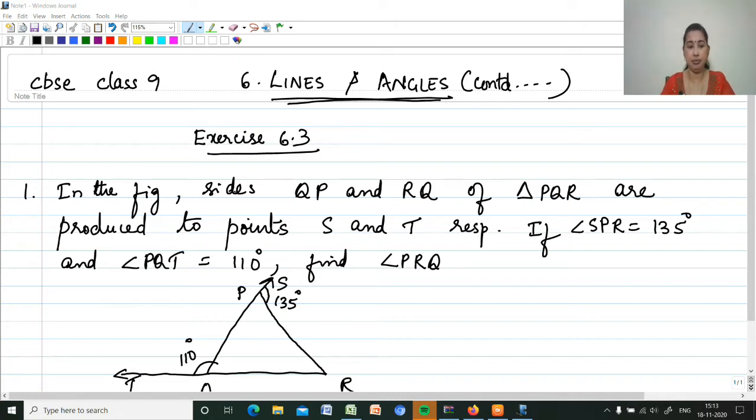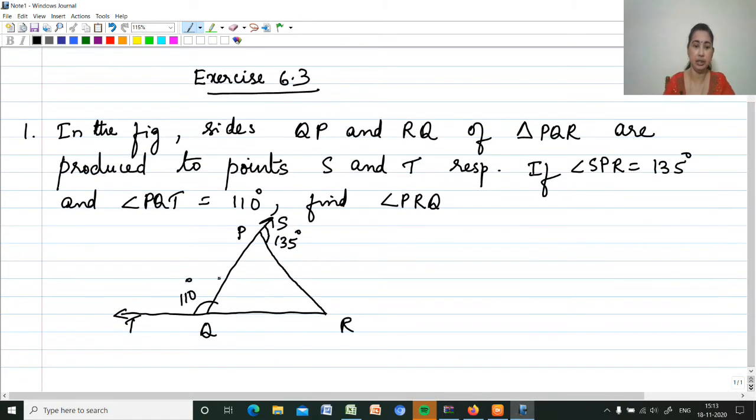First question. In the figure, sides QP and RQ of triangle PQR are produced to the points S and T respectively. So, in the figure, QP and RQ of triangle PQR are produced to meet at S and T respectively. If angle SPR, this angle, is 135 degrees and angle PQT is 110 degrees, find angle PRQ. We have to find out how much this angle is.